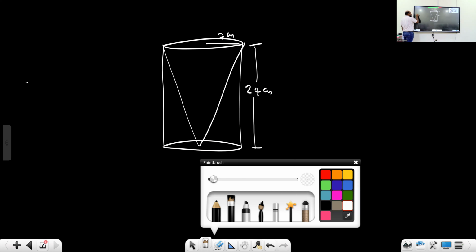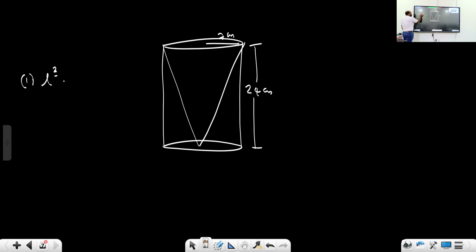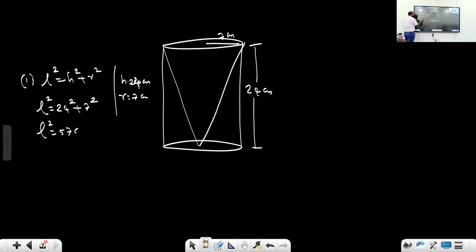First one. L square equals h square plus r square, where h equals 24 centimeter and r equals 7 centimeter. So L square equals 24 square plus 7 square. 576 plus 49. How much? 625. How much? 25. First answer is over.